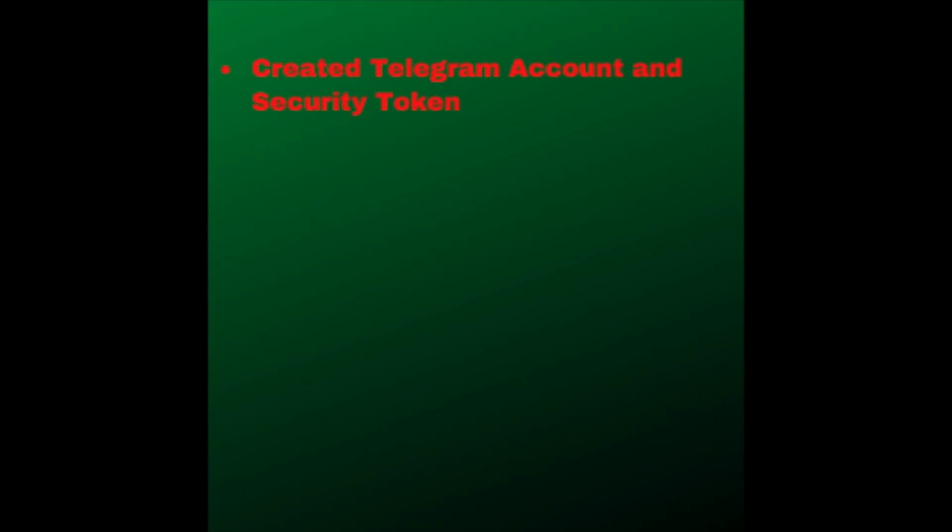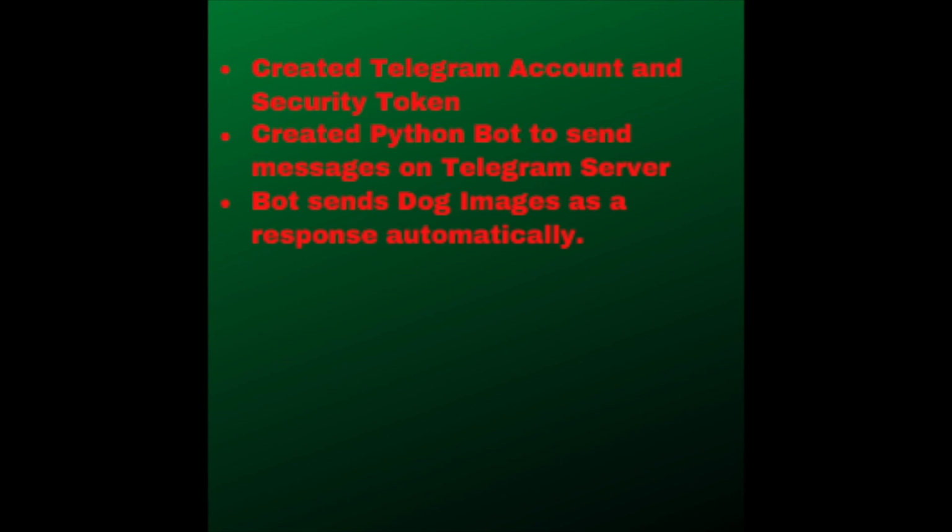Now, to wrap up, we did a few things. First, we created our Telegram account and security token. Next, we created our Python bot. We then used the Python bot to send messages over the Telegram server. Then, we created and retrieved our dog images from the dog API that we accessed.